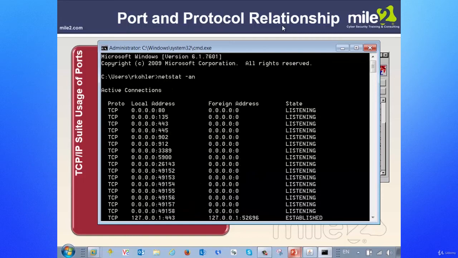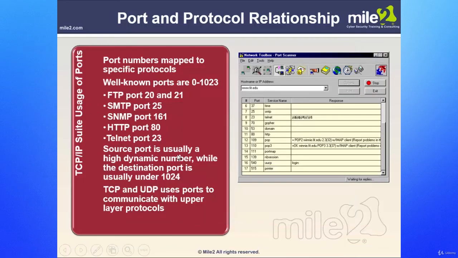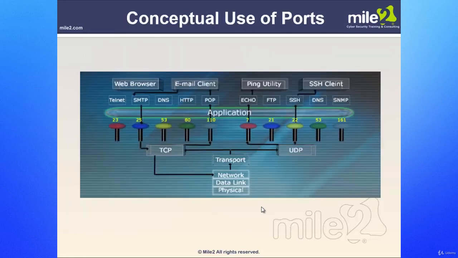So anyways, that's some of that, and that's what they're talking about with those high dynamic numbers and so forth. All right. Now TCP and UDP use ports to communicate with upper layer protocols. So again, the conceptual use of ports is, as you can see here, we have the TCP and the UDP side. Depending on the type of protocol you're using, the type of service you're using, it will use the appropriate UDP or TCP ports.